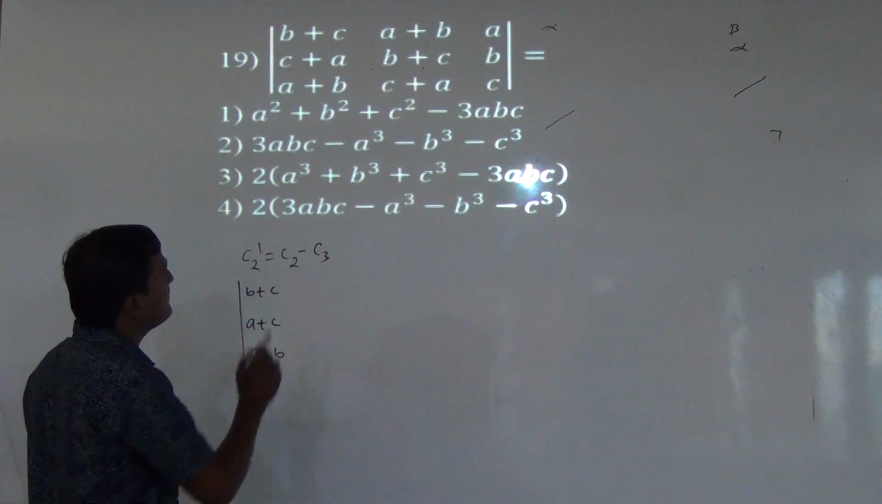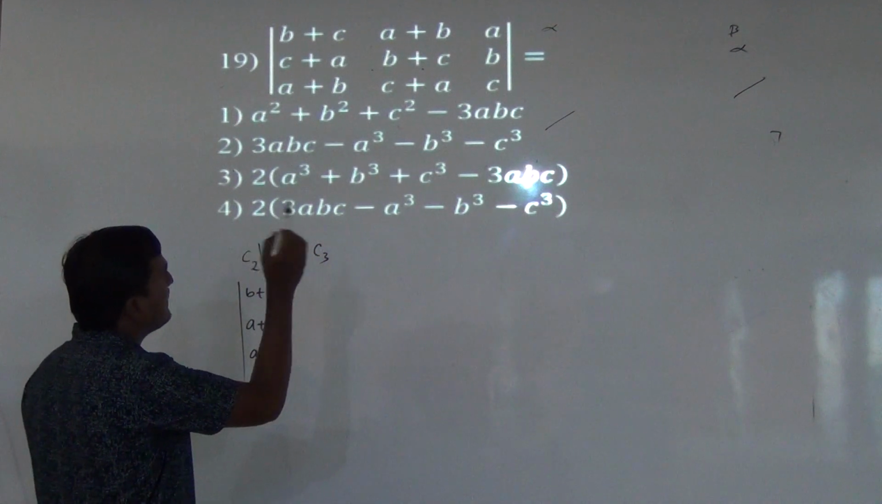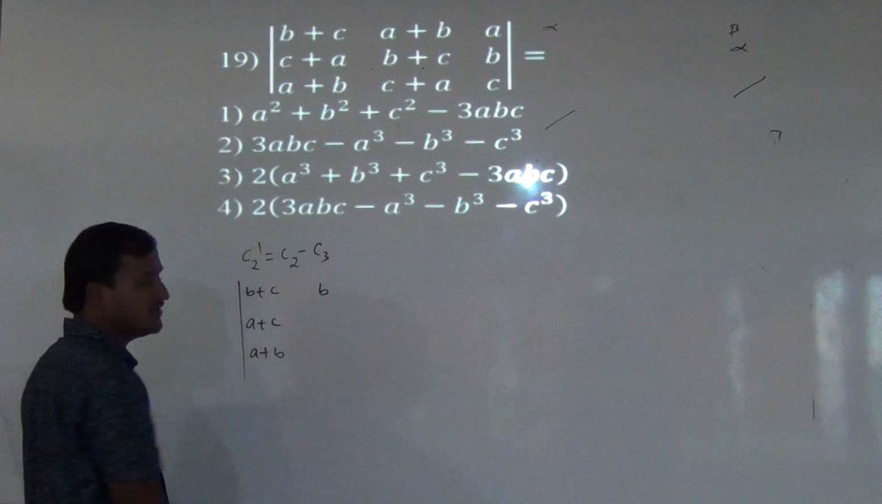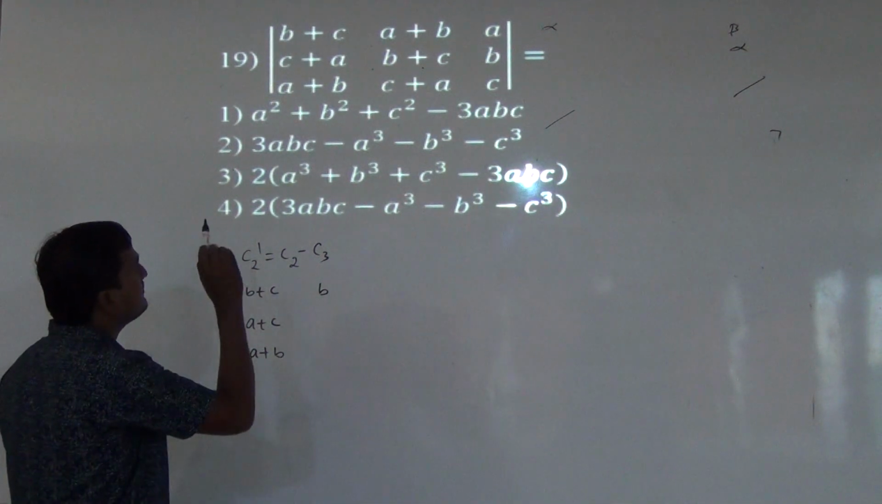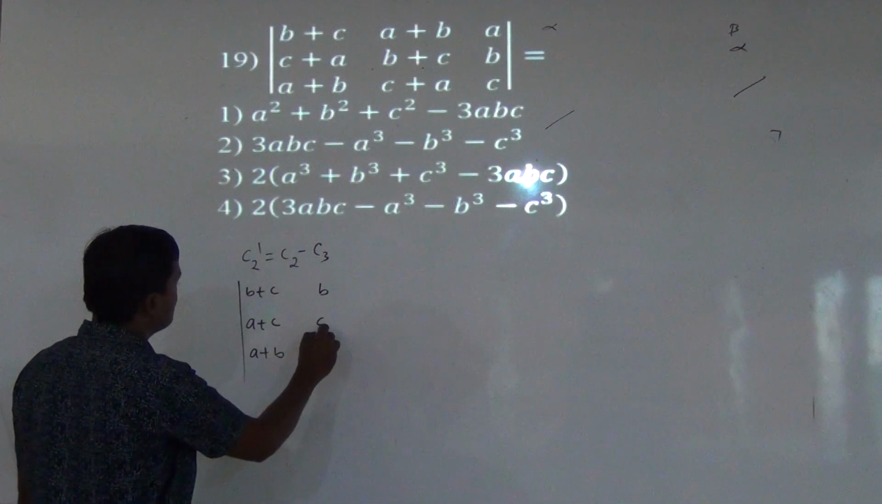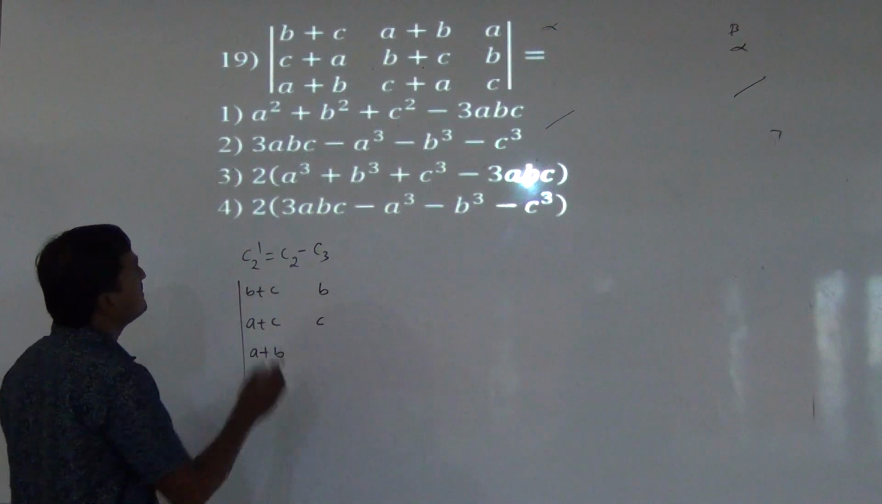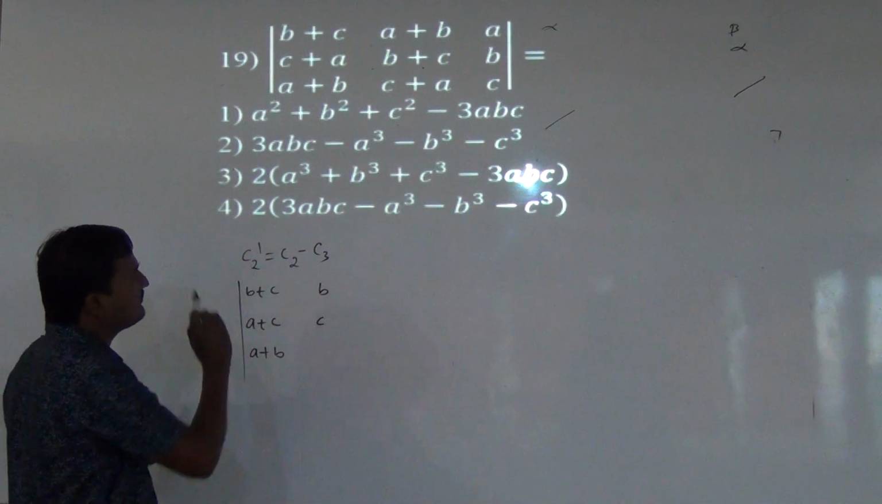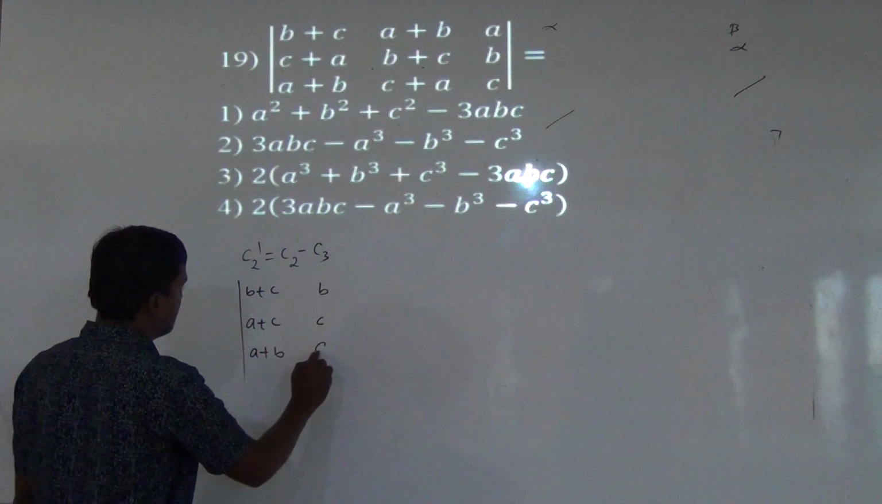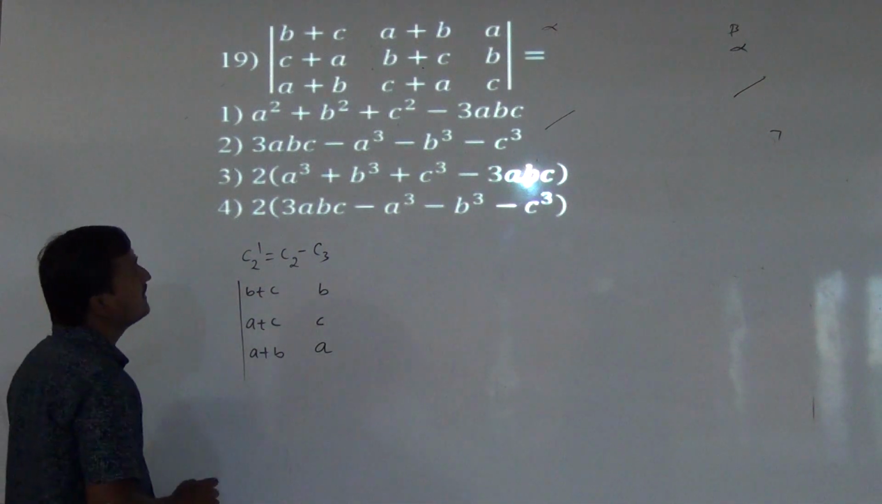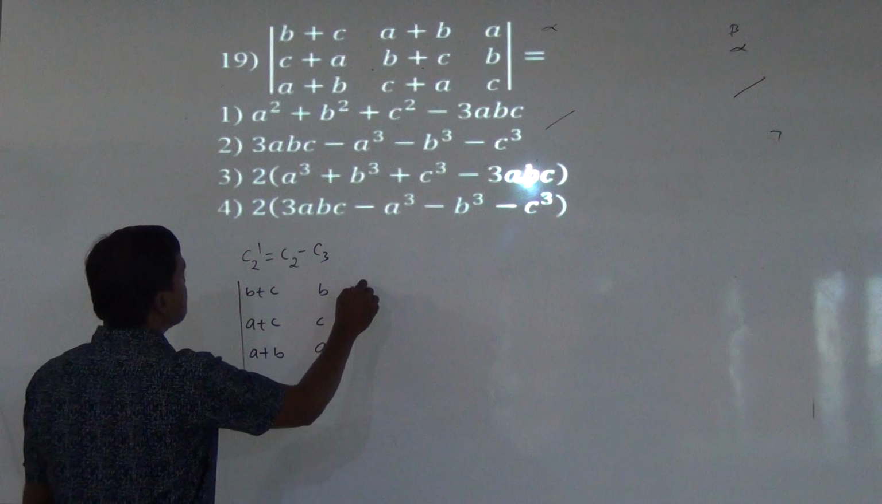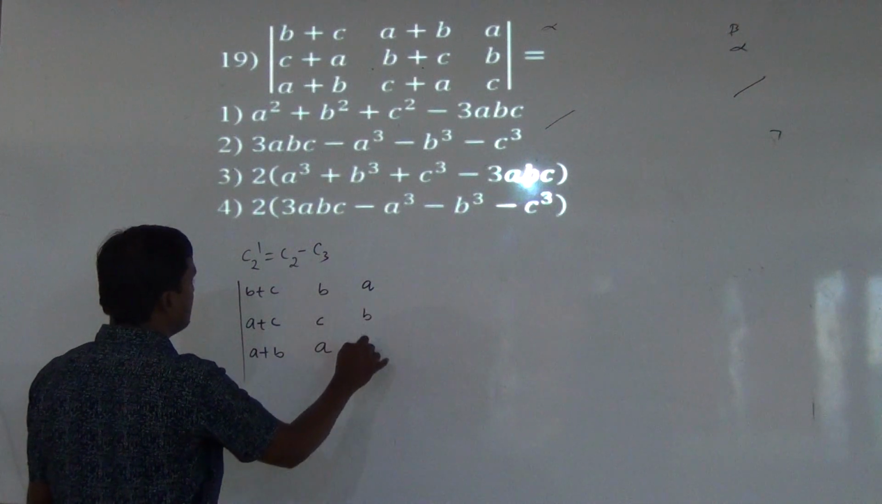C2 minus C3 means a plus b minus a means here it is b. Right? Next, b plus c minus b means c. Right? Next, c plus a minus of c, minus of c means clearly it is a. Right? So therefore C3 as it is, so that is a, b, c.